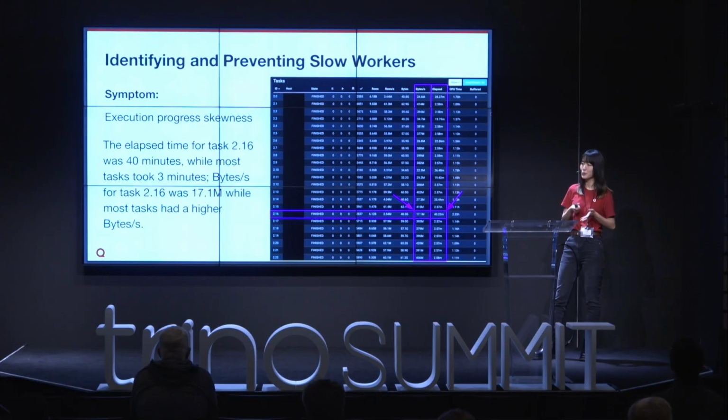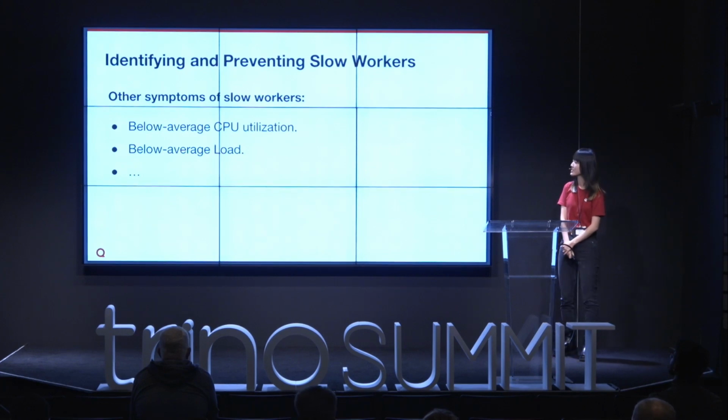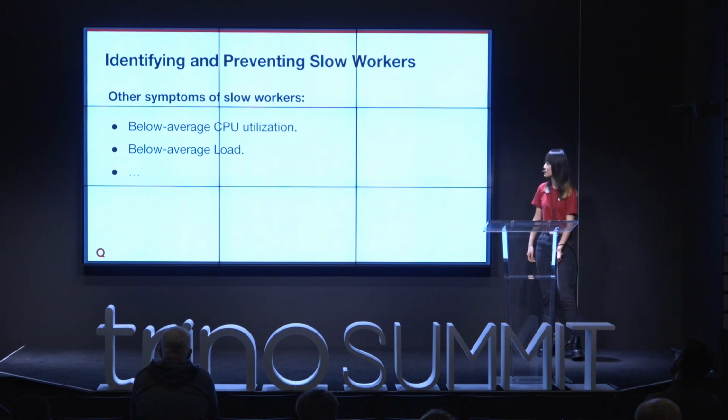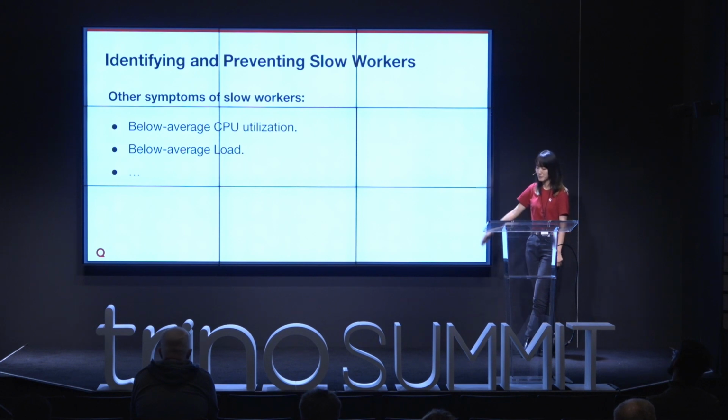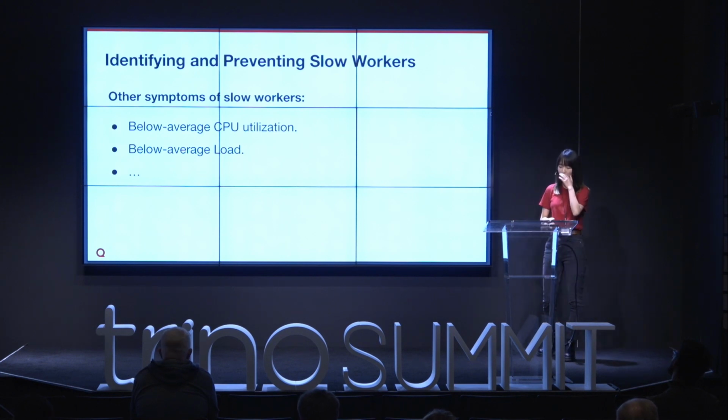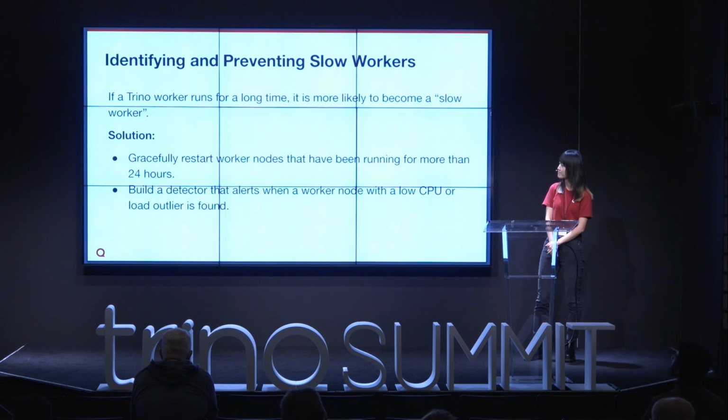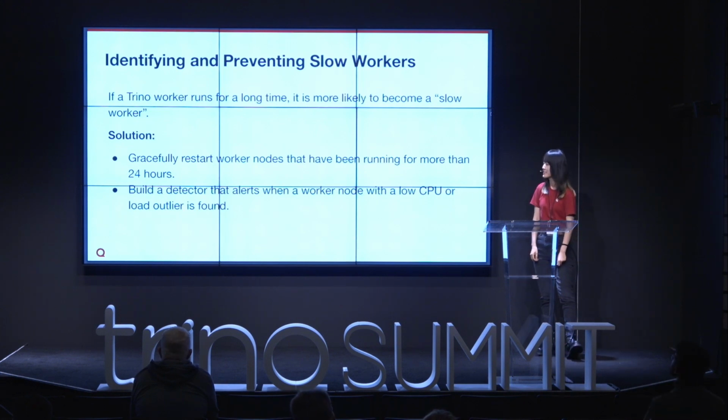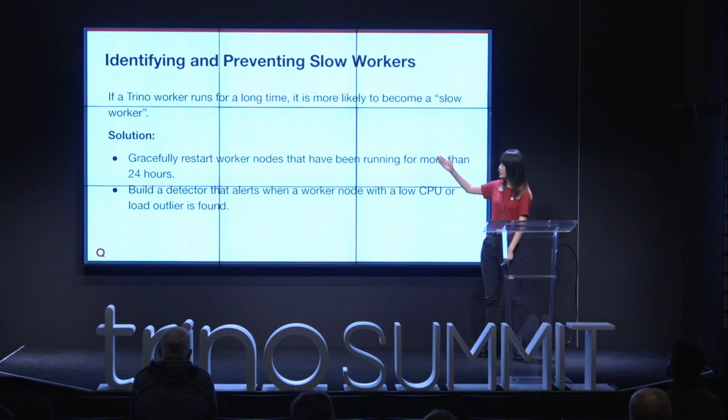The slow tasks always run on the same sets of nodes, and we call those slow nodes, slow workers. We also observed some other symptoms of the slow workers. For example, below average CPU utilization, below average load, and there are some others, for example, more open sockets and file descriptors and that kind of stuff. And we also observed a fact, which is if a Trino worker runs for a long time, it is more likely to become a slow worker.